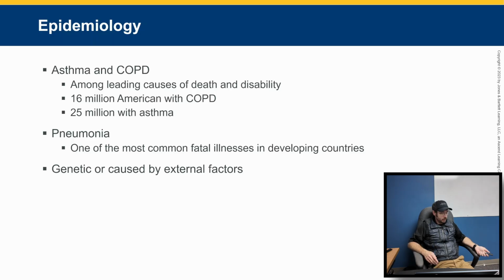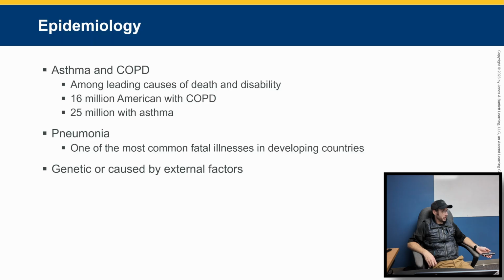So viruses, viral particles, other bacterial particles, fungal particles. You can have several different types of pneumonia. You can have bacterial pneumonia. You can have a viral type pneumonia. You can have fungal pneumonia. That's super nasty. That's not common here.